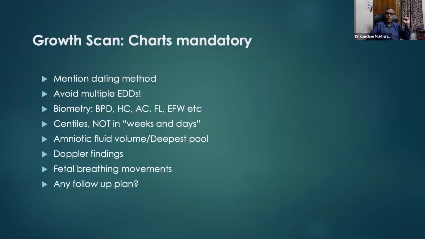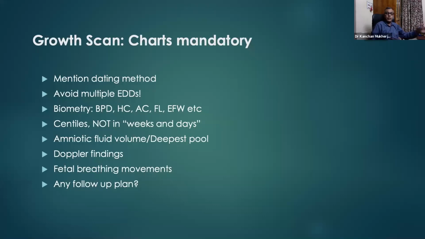I know there is another separate talk on growth scan and growth charts, but I will just mention how we generate a report on growth scan. First thing is to mention the dating method, whether you are deriving the dates from LMP, which corresponds with the first trimester dating scan, or you are deriving the EDD by CRL at the first trimester. That should be mentioned. There is no point giving multiple EDDs on multiple examinations. At 24 weeks you give one EDD, again at 32 weeks you give another. Absolutely no point. You cannot shift the goalpost like that.